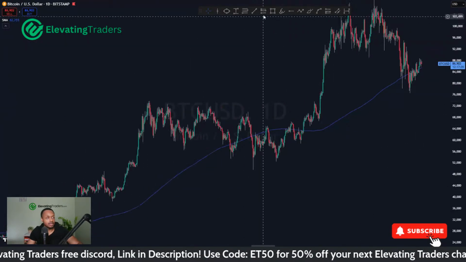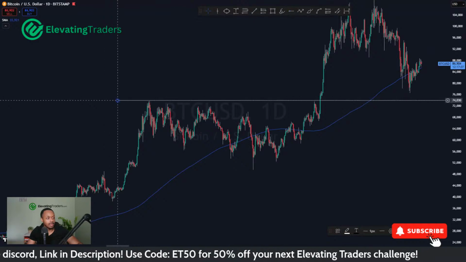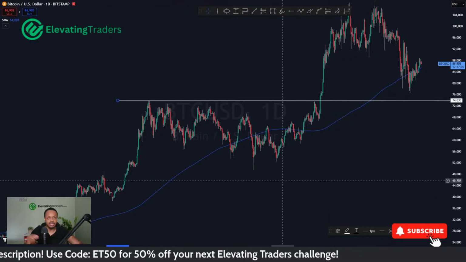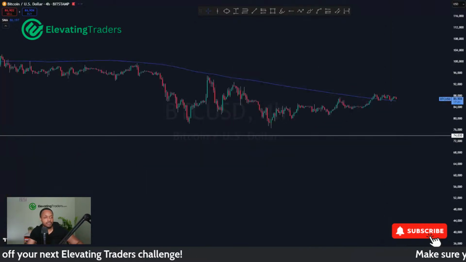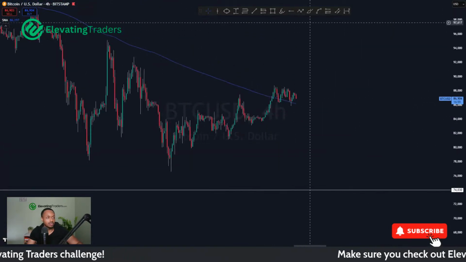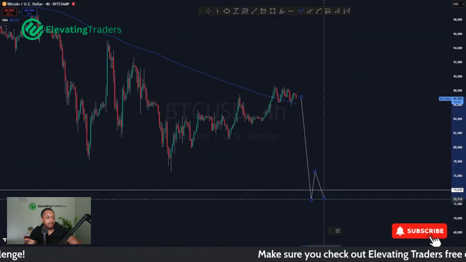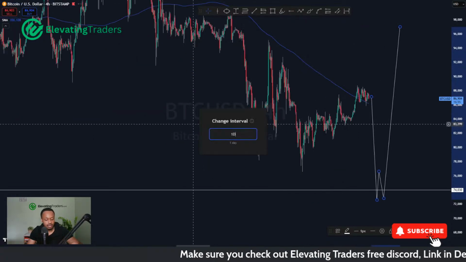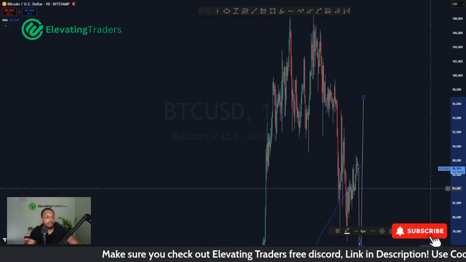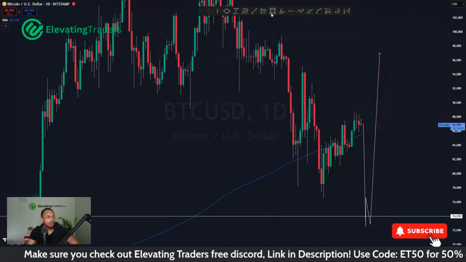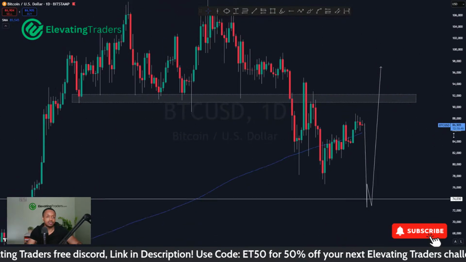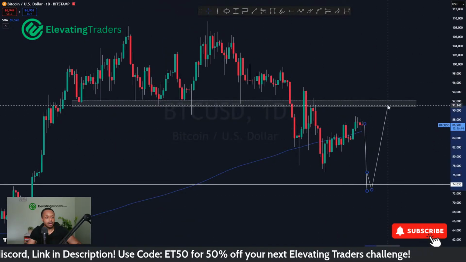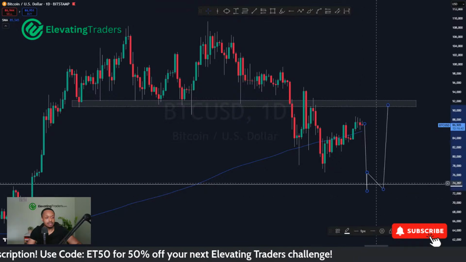I still think we're likely to push back into support down here, which is 73, 74K. I'm still looking at a drop into that level, and then perhaps a nice long from there as well. Take price back to the upside, at least back into 90K. Such a solid level of support will, of course, be flipped as resistance as well. So I do think naturally price will be gravitated towards that level.